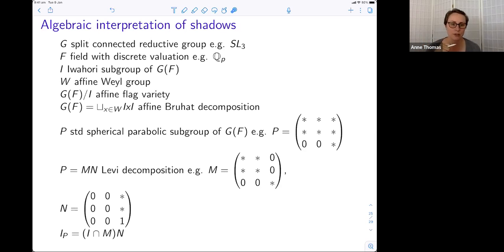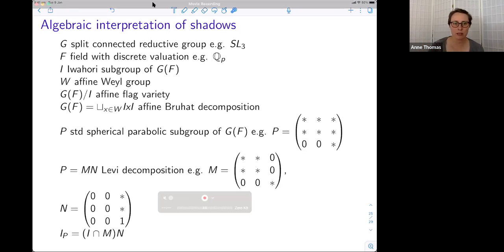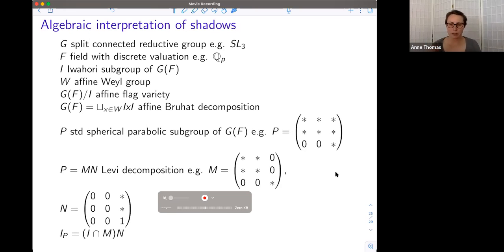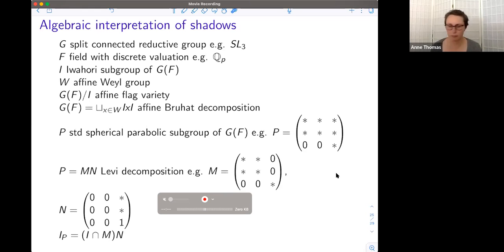Now we pick what's called a standard spherical parabolic subgroup. So an example here is these elements of SL3 which have zeros in those entries there. And flip that to get the other standard spherical parabolic subgroup. And this group has what's called a Levi decomposition. So M is called the Levi factor, and N is called the unipotent radical, and this is what M and N are for this particular P. Okay, and then we have a group called IP, which is you take the Iwahori, you intersect with M, and you multiply by N. So this is some sort of Iwahori for the parabolic.